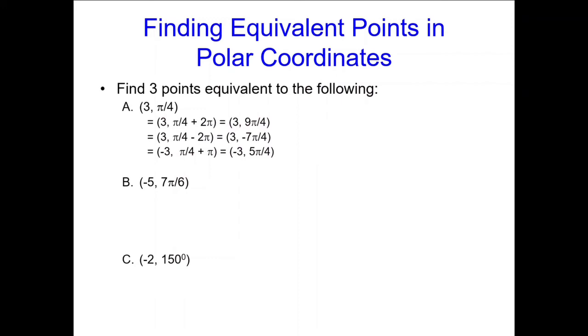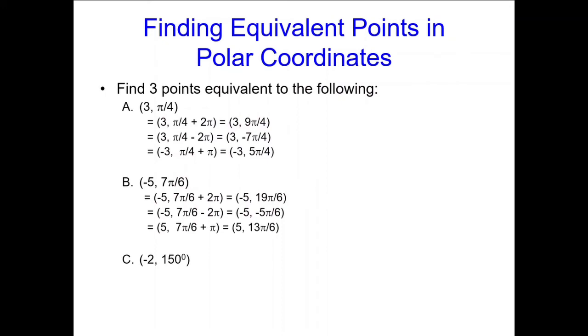So let's do that one again. On B, I start out with a negative angle, and I can add 2 pi, which would be 12 sixths. So I get 19 pi sixths. Or I can subtract 2 pi, so 7 sixths minus 12 sixths would give me negative 5 sixths. Or I can take my r and make it a positive 5, and then I just add pi.